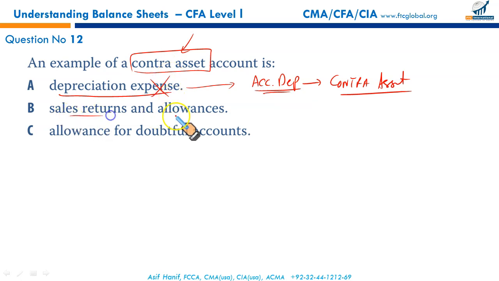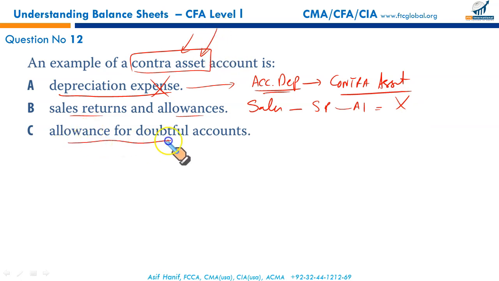Sales returns and allowances. Yes, they are contra accounts, but they are netted off against revenue. Sales minus sales returns and allowances, it's a contra account, but it's a contra sales account. It's not a contra asset. This is the keyword, contra asset.